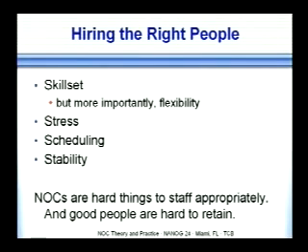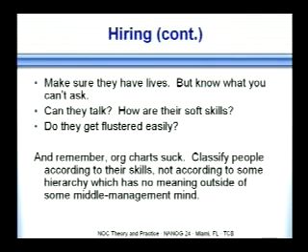You want to try to get them in and out of the NOC as quickly as possible. And make sure they're stable individuals. I hate having people in and out of NOCs. It's hard to retain good people. This is all pretty standard. I like to make sure that the people don't have just NOCs as their whole life. They don't just work as their whole conception of life.